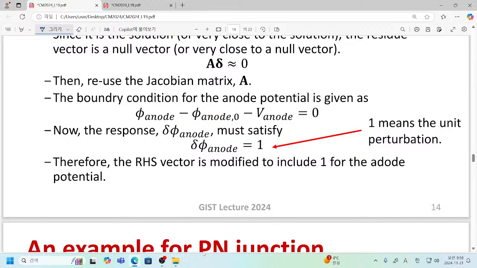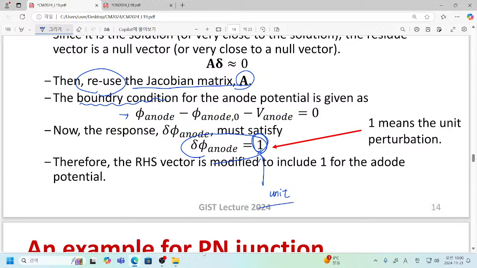Then please reuse your Jacobian matrix. So now you have the Jacobian matrix already made, and after that you just impose the boundary condition. So you can apply this new boundary condition like this one: delta phi at the anode equal to 1. Why do we have 1? This 1 no longer corresponds to 1 volt, it is just a unit number.